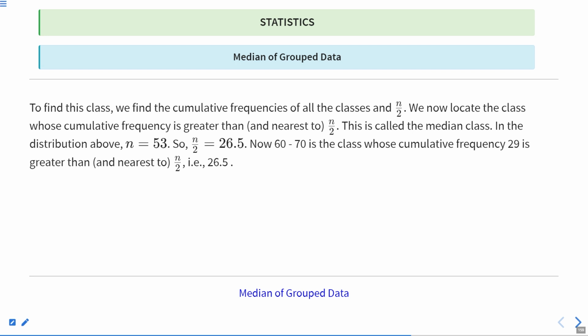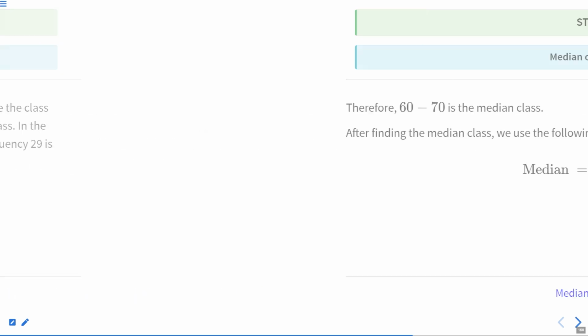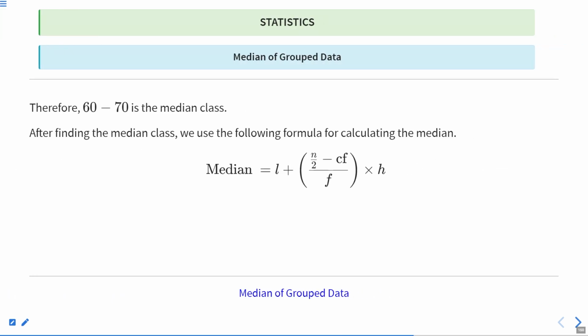In the distribution above, where n is 53, n by 2 is 53 by 2, which is equal to 26.5. Now 60 to 70 is the class whose cumulative frequency 29 is greater than and nearest to n by 2, that is 26.5. Therefore, 60 to 70 is the median class.